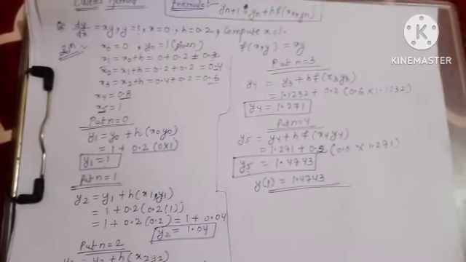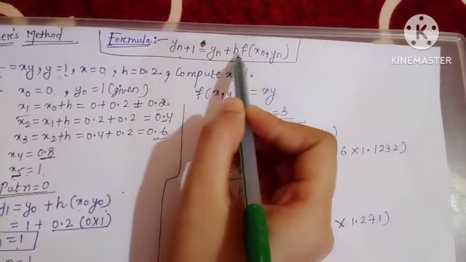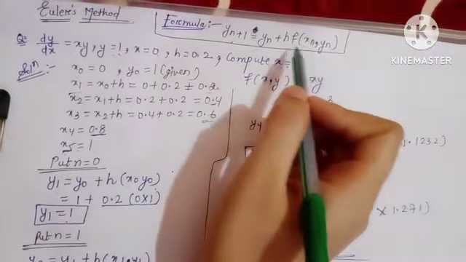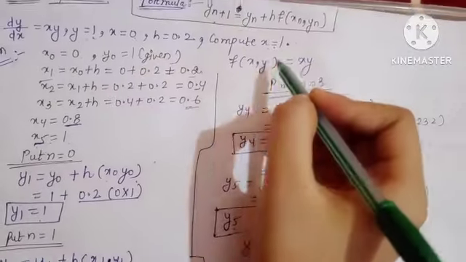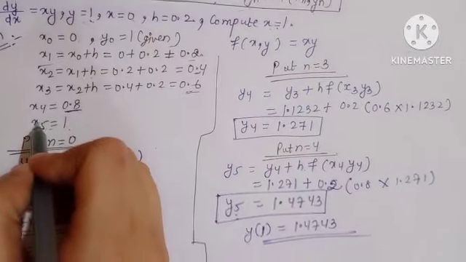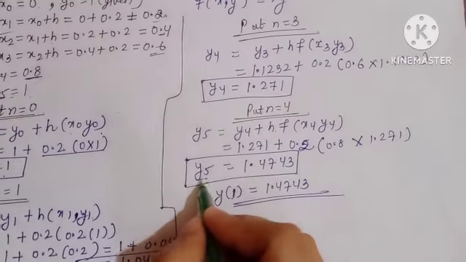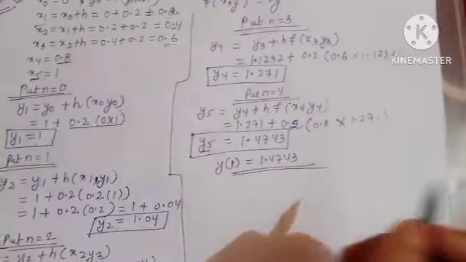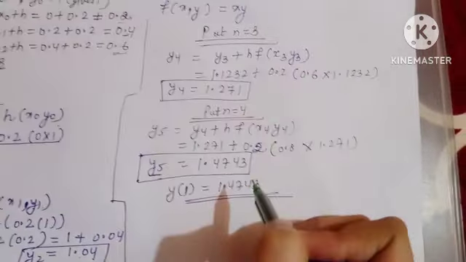So I hope you all understand. This is the formula: y(n+1) = y(n) + h f(x(n), y(n)). Just substitute in this given formula. So we have to compute x equal to 1. So we got 1 in the place of x5, so we stop the solution at y5. The answer is 1.4743. You will find this value with the help of a scientific calculator.